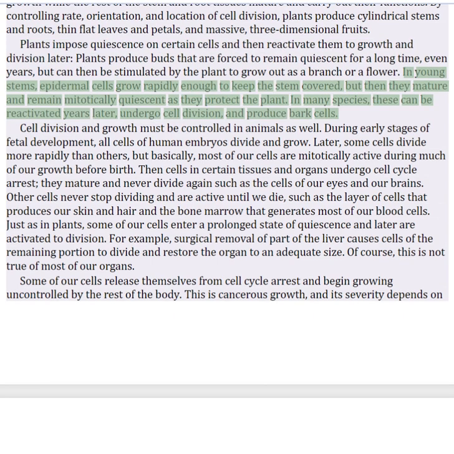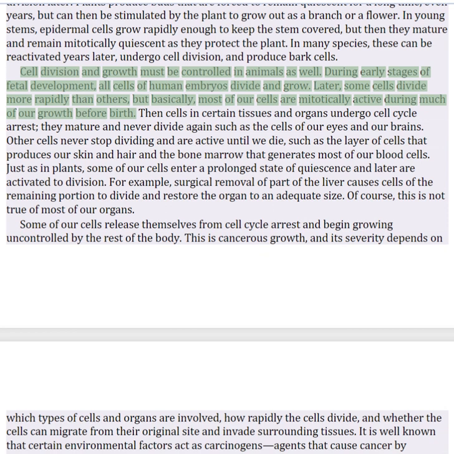In young stems, epidermal cells grow rapidly enough to keep the stem covered, but then they mature and remain mitotically quiescent as they protect the plant. In many species, these can be reactivated years later, undergo cell division, and produce bark cells. Cell division and growth must be controlled in animals as well. During early stages of fetal development, all cells of human embryos divide and grow. Later, some cells divide more rapidly than others, but basically, most of our cells are mitotically active during much of our growth before birth.